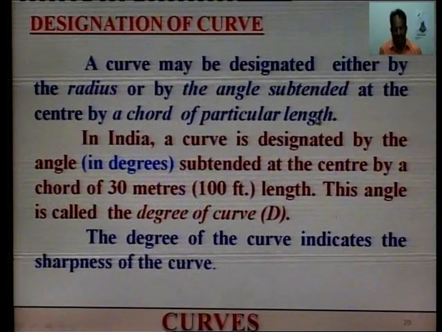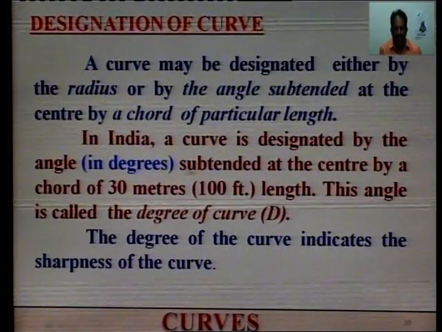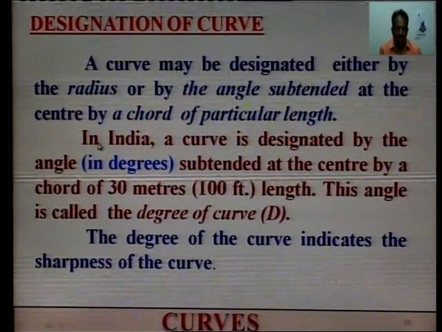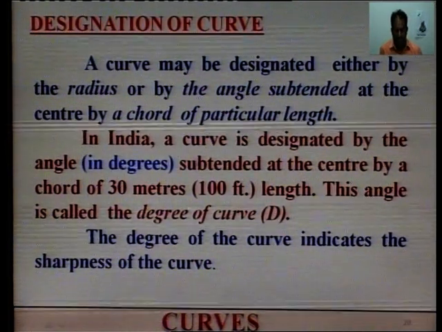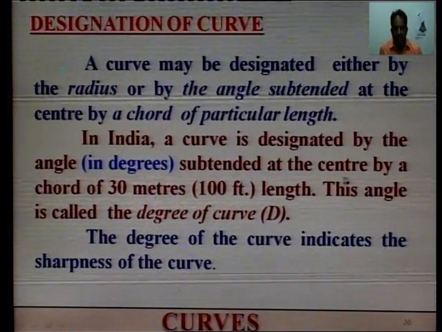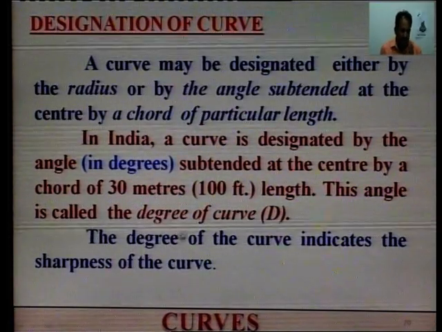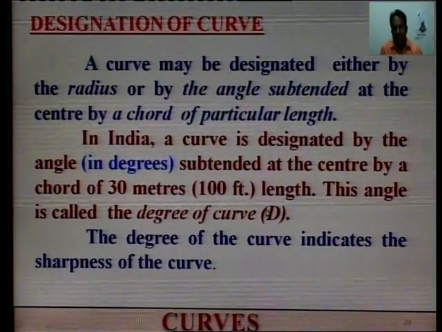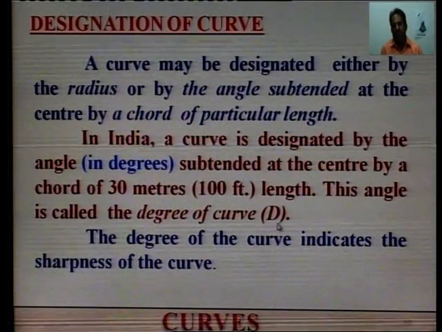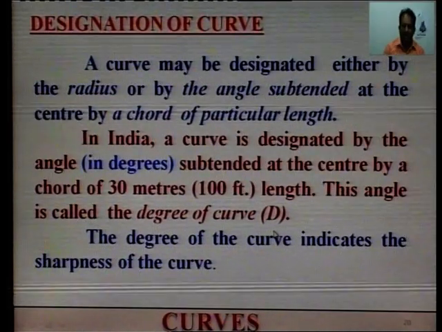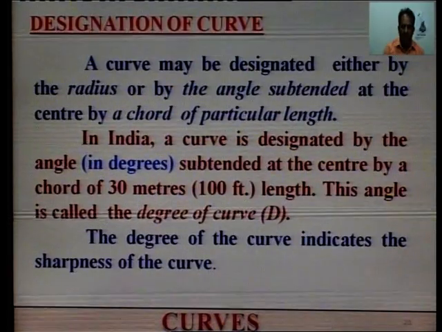In India, a curve is generally designated by the angle in degrees subtended at the center by a chord of 30 meters, that is 100 feet length. This angle is called the degree of curve. So, in India, we designate the curve by degree of curve. The degree of the curve indicates the sharpness of the curve.